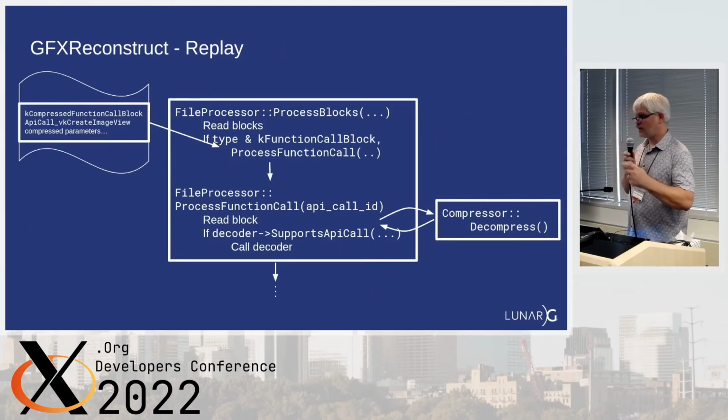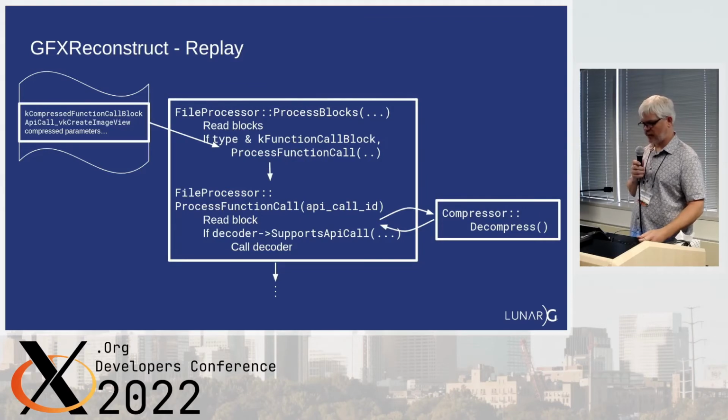So on the other side, the file processor reads blocks from the file. If it finds one that's a function call block, this is also a bit mask. So this could be function call block or compressed function call block. It knows to call process function call also in file processor. And then what that does is it reads this block of data from the file, potentially decompresses it, figures out if the current decoder can support the API call that's been made, which we have just the Vulkan decoder, so the answer is yes. And then it calls the decoder to do work with that.